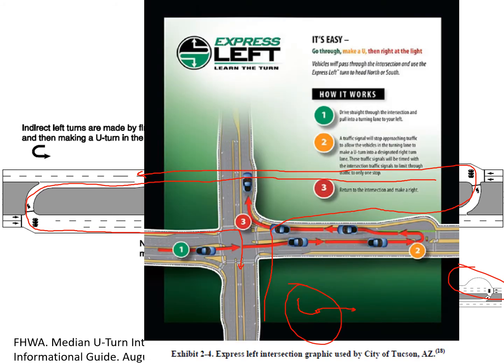Here's an example of some marketing material. This is from Tucson, Arizona. This median U-turn is called the Express Left there, and it explains to drivers how to do this. You need to go through, do the U-turn, and then make the right turn in this simple 1, 2, 3 step process.